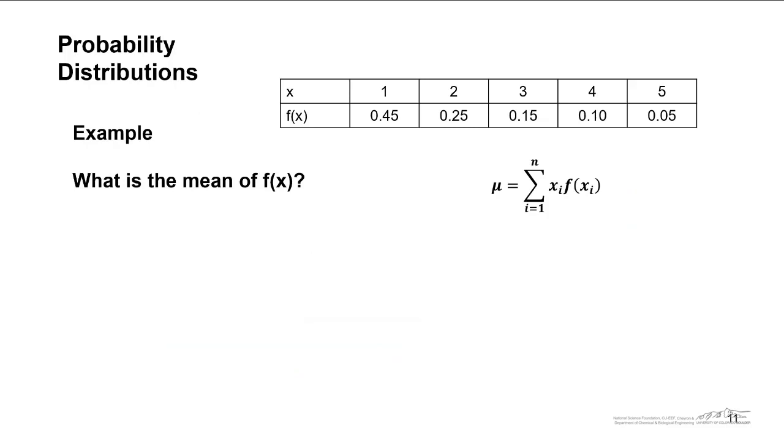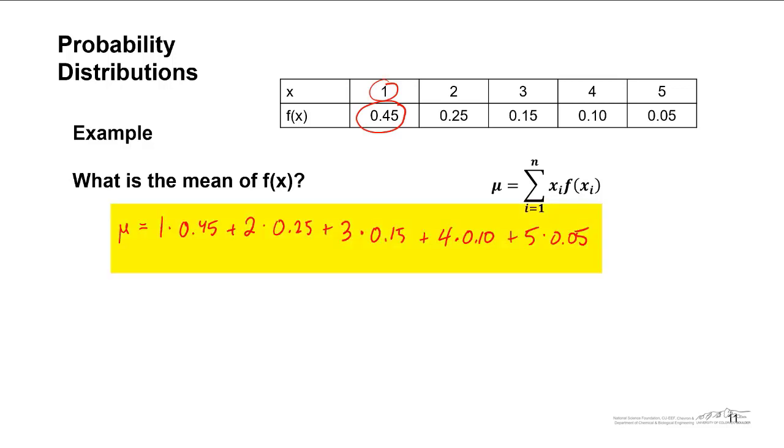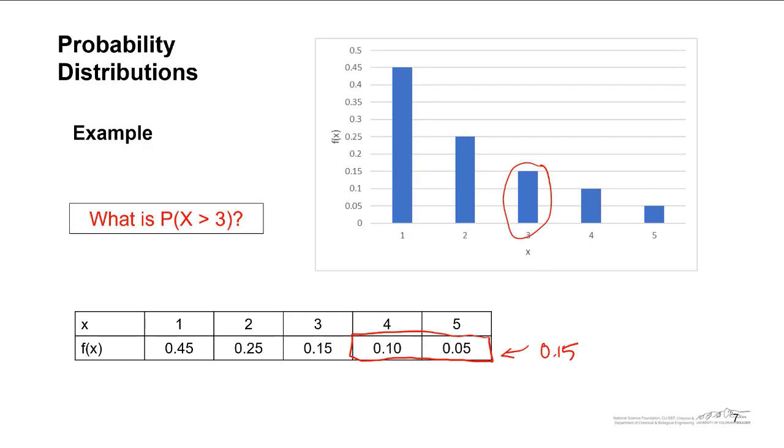What's the mean of f of x? All we're going to do is take each of our x values and multiply by the corresponding f of x, and then we're going to sum that. So writing that out, we get the following, and if you plug that into your calculator, you get a mean of about 2.05. If we go back and take a look at our distribution, what this means is at 2.05, we have half of it to the left and half of it to the right.